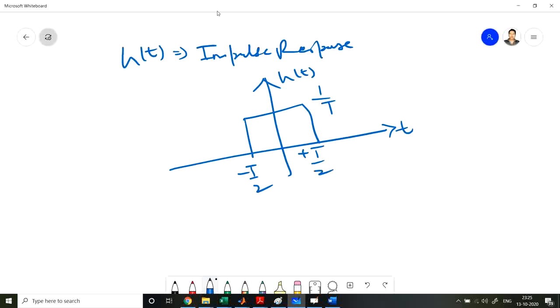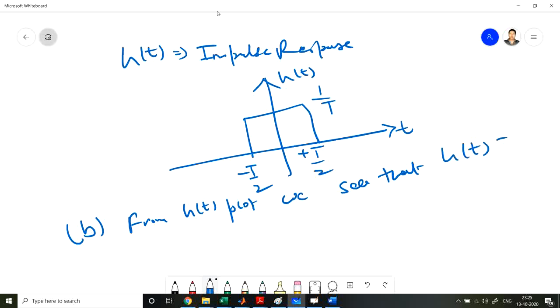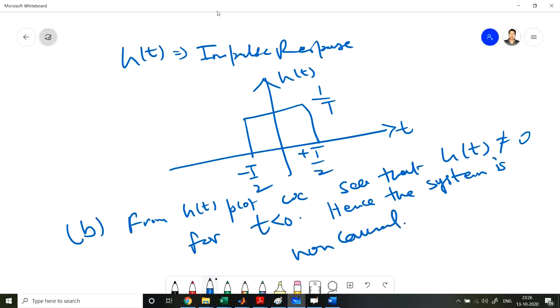Now the second part, part B: is this system causal? If we analyze the impulse response, because h(t) is not equal to 0 for t less than 0, the system is non-causal. From this figure, we see that h(t) is not equal to 0 for t less than 0. Hence the system is non-causal. It is not causal because some part is lying on the negative side also.